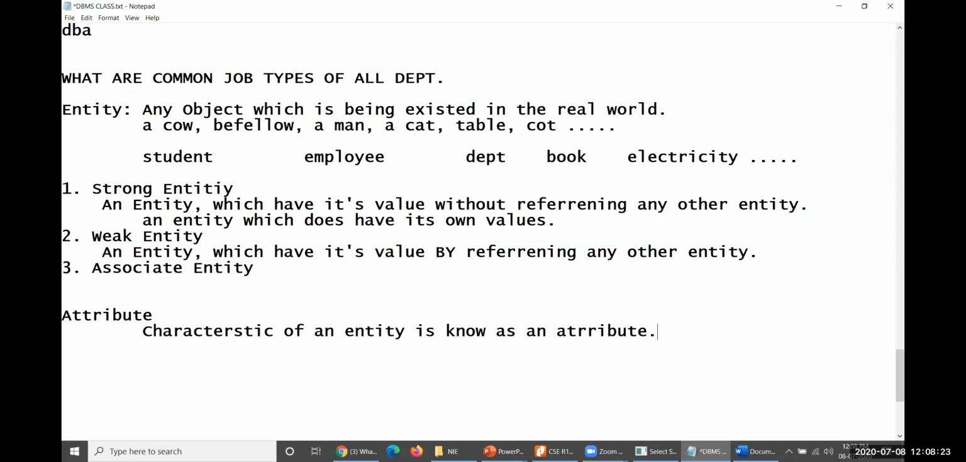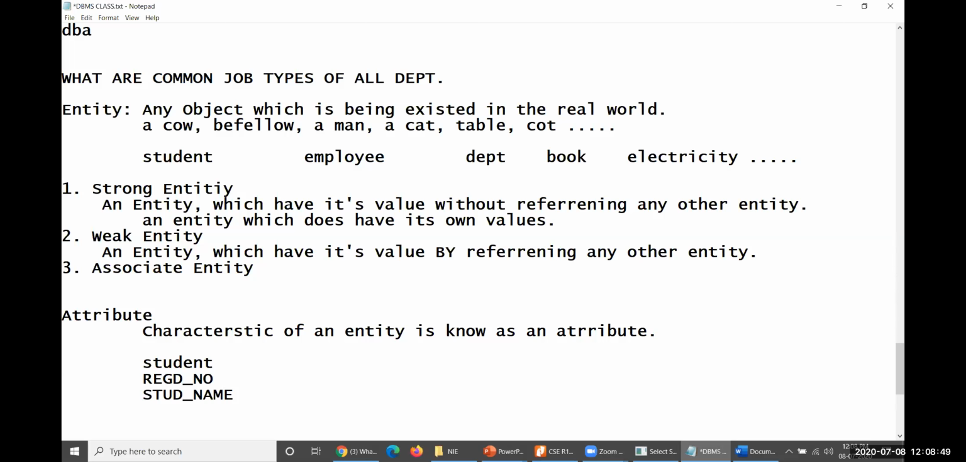How many characteristics will there be? Consider this particular student entity. The student entity has many characteristics, something like this. A student has a register number, REGD_NO, one characteristic or one attribute. The second one is his name, STUD_name. This is one more characteristic.